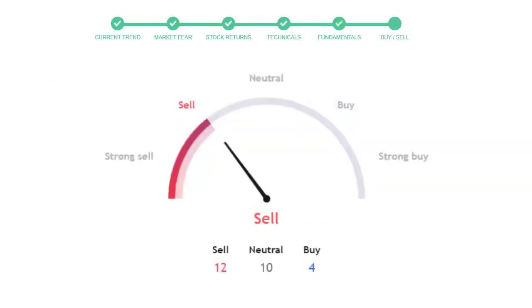This is today's buy or sell decision for this stock, which is purely based on the technical indicators. This is not a recommendation, but use this just as a guiding pointer for your stock picking.